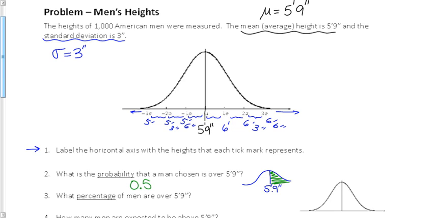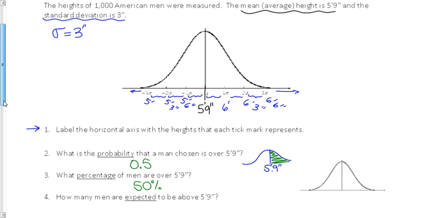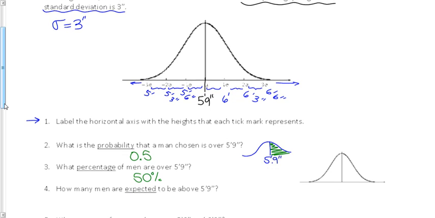What is the percentage of men that are over 5 foot 9 inches? Again, the same area, but in this case we want a percentage, so half is 50%. How many men are expected to be above 5 foot 9 inches tall? Well, there were 1,000 men in the original sample, and we take half of them, so that would be 500 men.